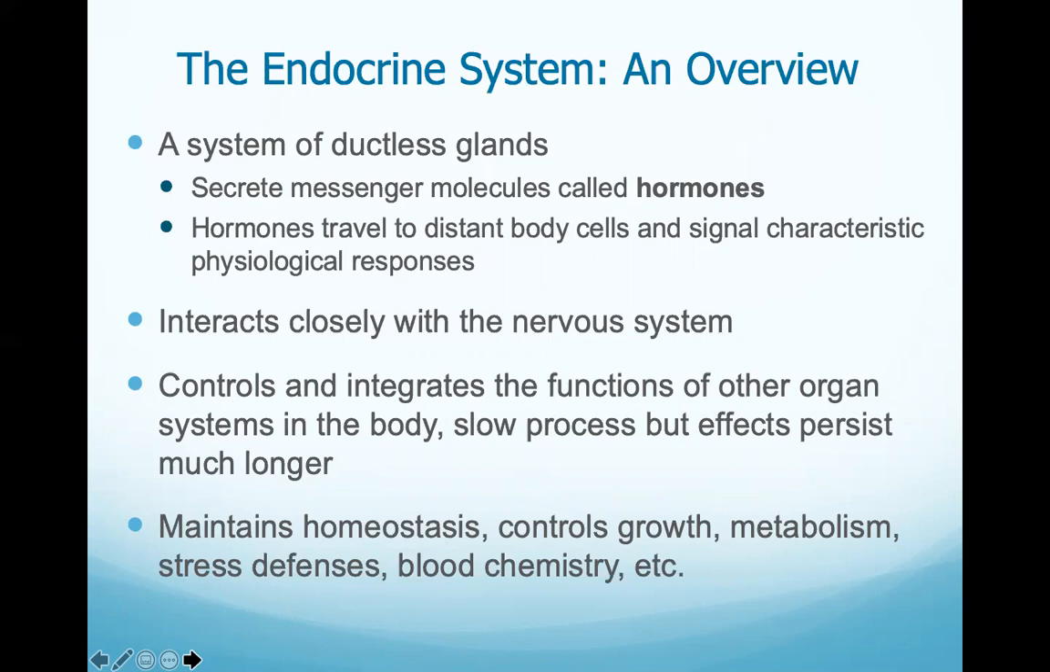The endocrine system has a main role to try to control the body and make sure that everything runs smoothly. Fluctuations in your blood chemistry, which typically means ion concentrations like calcium, potassium, sodium, even your water balance. All of these are controlled with your endocrine system.